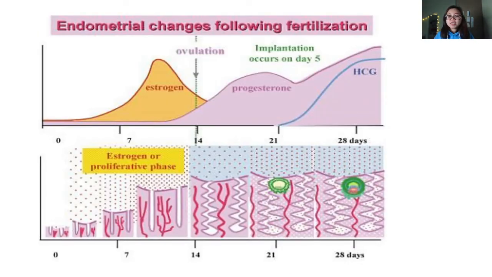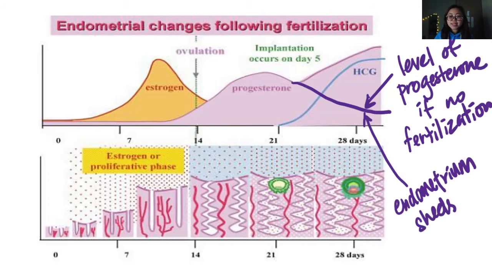If the corpus luteum does not secrete progesterone and estrogen, or if the trophoblast is not there to stimulate the corpus luteum with HCG, this is what would happen. This is the level of progesterone if there is no fertilization and no HCG from the trophoblast. That means the corpus luteum will eventually die, and it will stop secreting progesterone and estrogen, and the endometrium would shed. So, by having the trophoblast secrete HCG, we maintain the thickness of the endometrium.